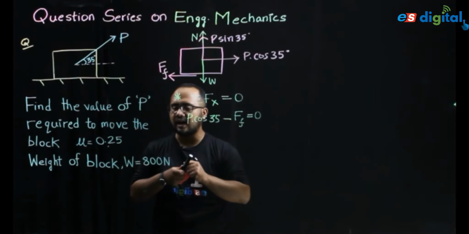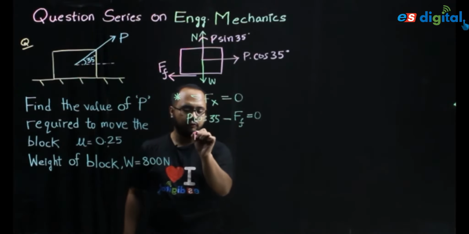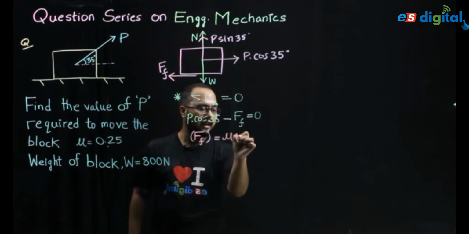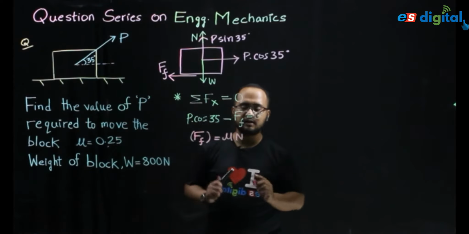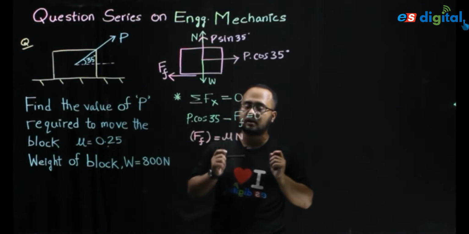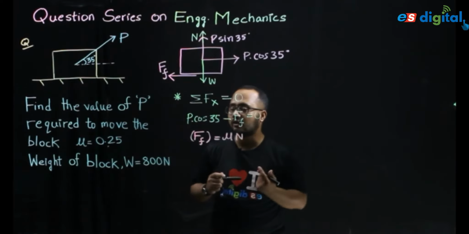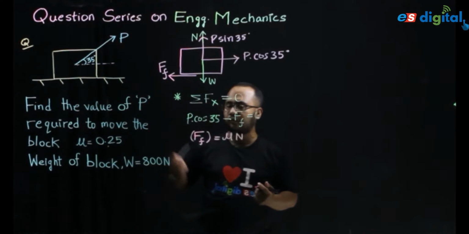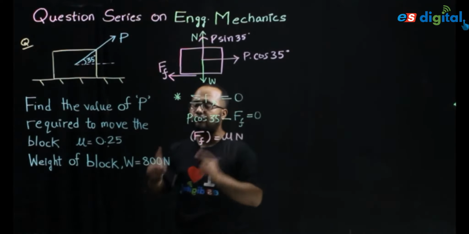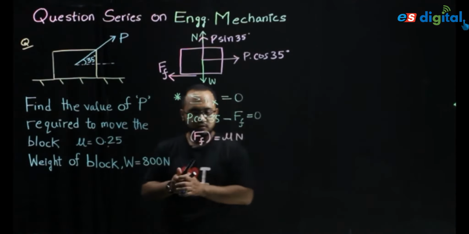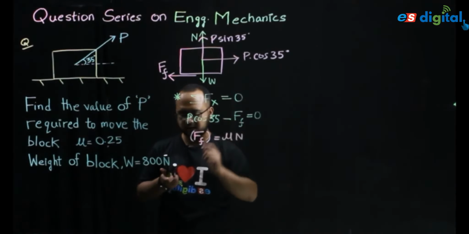And we know that in the impending motion case the frictional force will be equal to mu N. The most important thing is that this particular formula is only valid for the impending motion condition. And how can we get the idea of impending motion? It is given in the question that it is required to move, and it will definitely move after exceeding the impending motion condition. Okay, so we will apply this particular formula in this case.